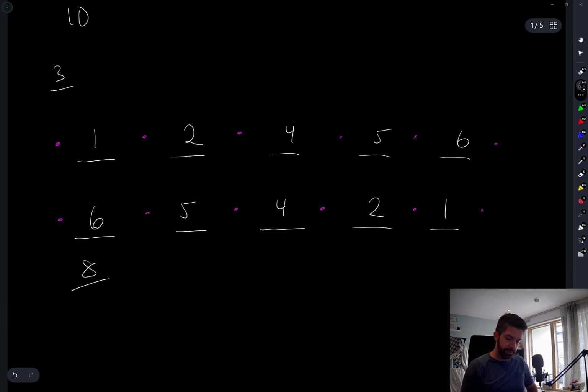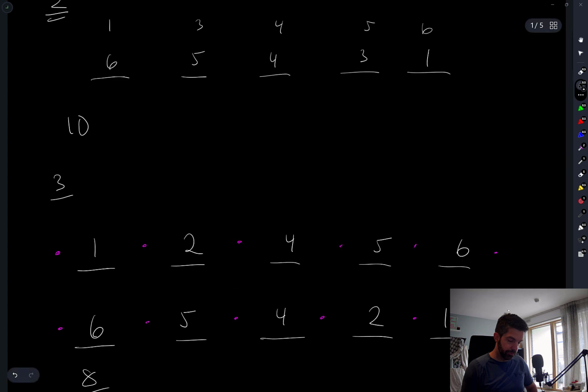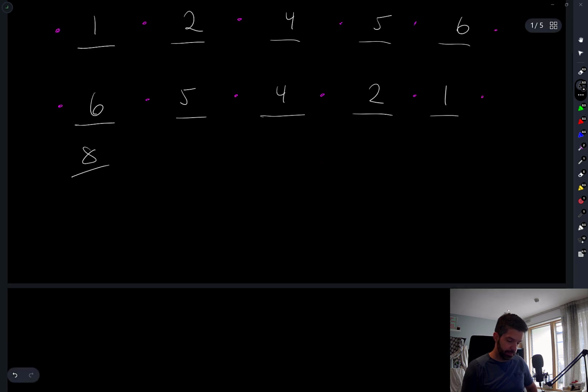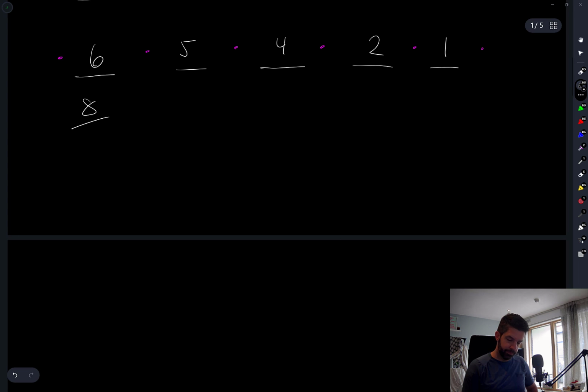And if this pattern continues, we just keep reducing this by 2, right? 12 plus 10 plus 8 plus 6 plus 4 plus 2.